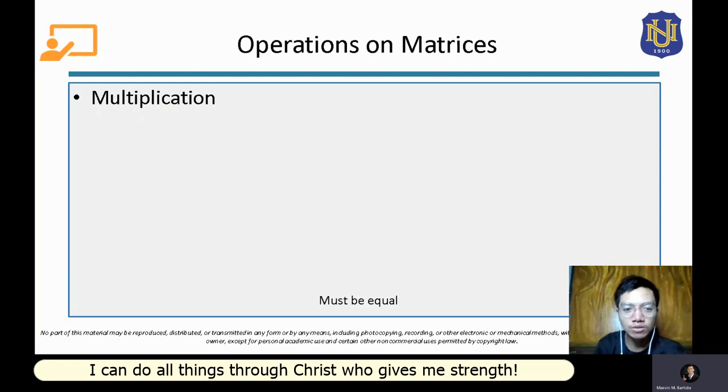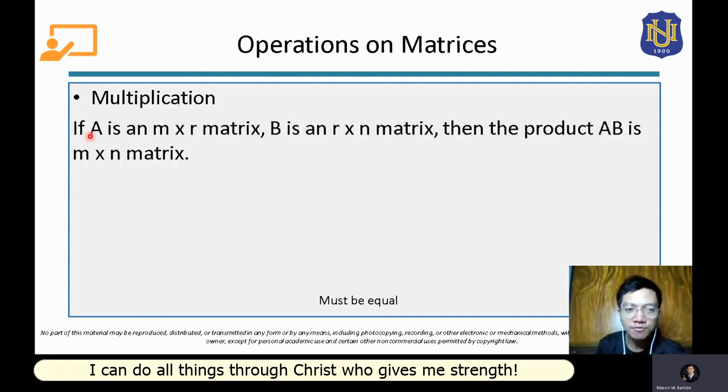So let's proceed now to the third operation on matrices, which is multiplication of matrices. Our rule here: if matrix A is an M by R matrix and matrix B is an R by N matrix, then the product AB is an M by N matrix. Let's say we have here an M by R matrix and here an R by N matrix.